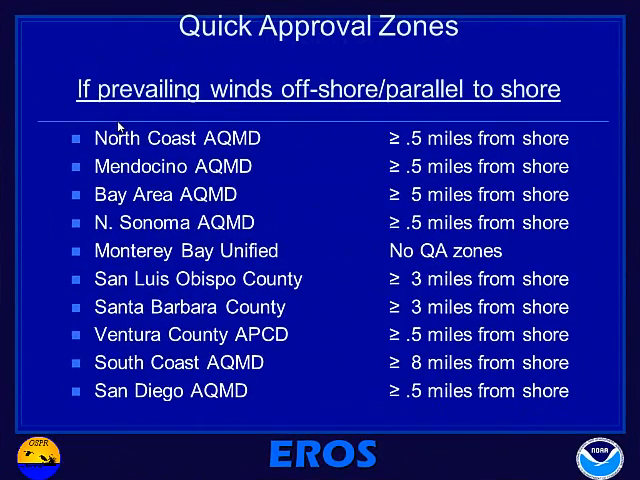And this is just a quick list, not on your test, but just kind of the difference in how the various air districts have managed this. Some are less than half a mile from shore, as long as the wind is offshore, parallel to shore. They've said, okay, this can be a quick approval zone. Other areas are a little further, 3 or 5 miles from shore. Monterey Bay, because the winds are just so squirrely in there, very unpredictable, such a large, deep bay, the air district there couldn't come up with a quick approval zone that they were comfortable with.